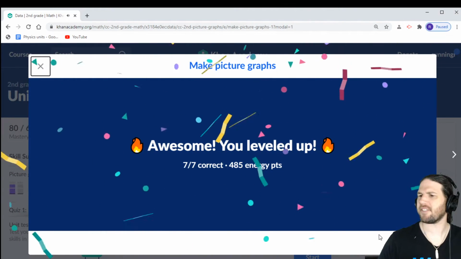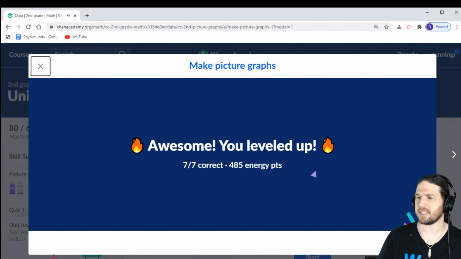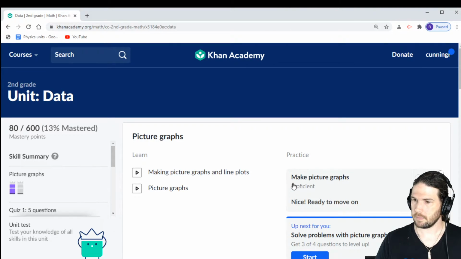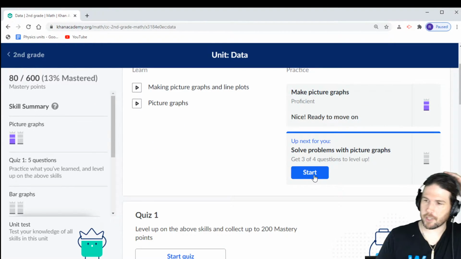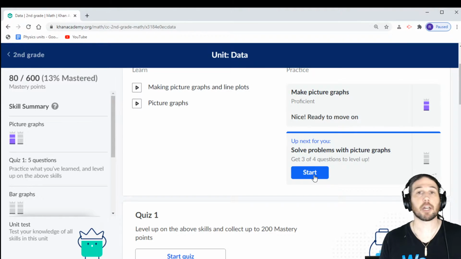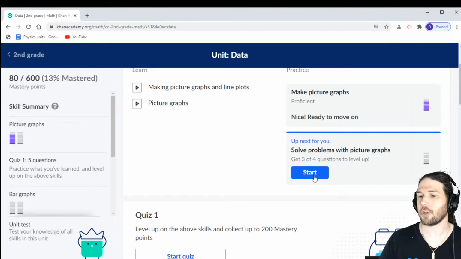Making picture graphs is done. Let's move on to the next thing. Solve problems with picture graphs. Okay, so now we're going to be given a picture graph and asked to solve a problem using it.